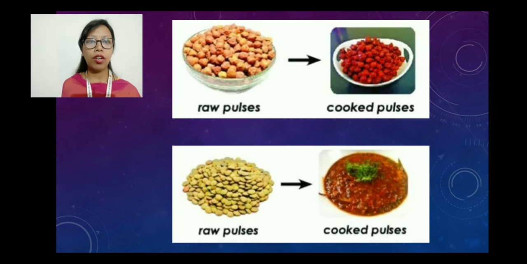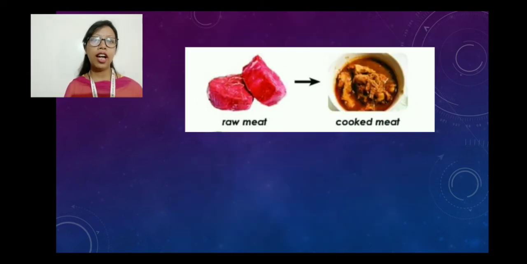Then we have the raw pulses. This is the chana, the black chana. Now this chana we cannot eat raw, right? It has to be cooked. Then below we have the raw pulses, that is the dal. So the dal also has to be cooked. Otherwise we cannot consume the dal raw. Then we have the raw meat.